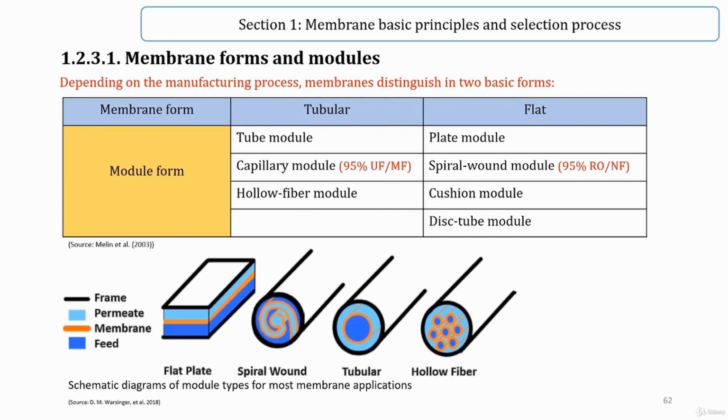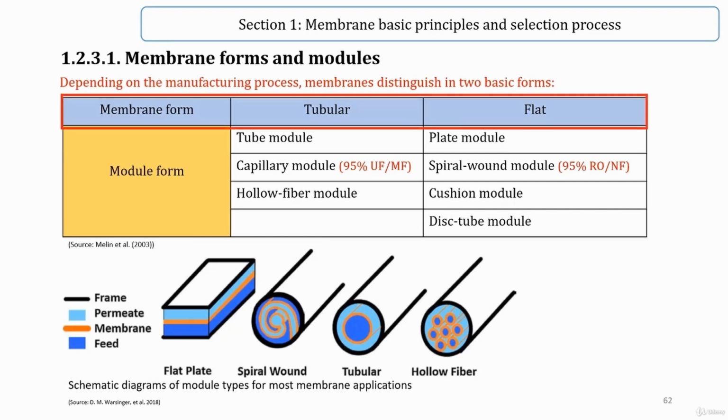Membrane forms and modules. Industrial membrane plants often require hundreds to thousands of square meters of membrane to perform the separation required on a useful scale. Before a membrane separation can be performed industrially, therefore, methods of economically and efficiently packaging large areas of membrane are required. These packages are called membrane modules.